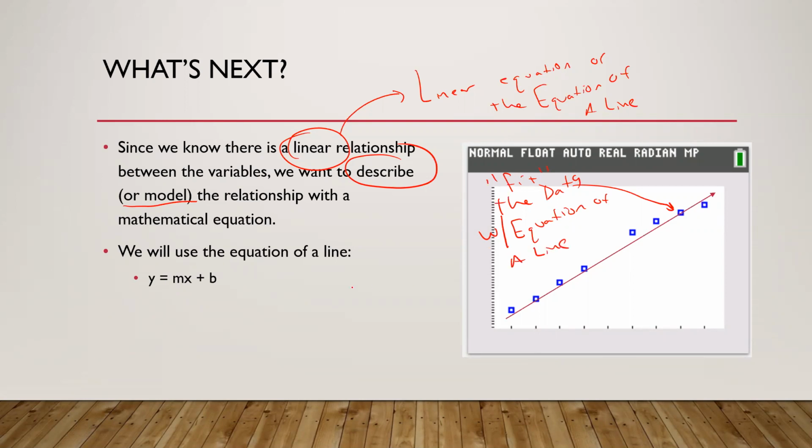So maybe we remember from algebra class, this is our equation of a line: y is equal to mx plus b. Okay, remember x here, that's our explanatory variable. For our problem here, what was our explanatory variable? We had hours of study, or was it exam score? Hours of study. Okay. We know y is our response variable.